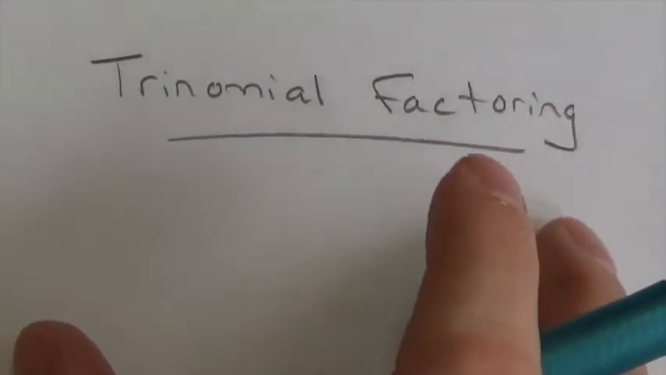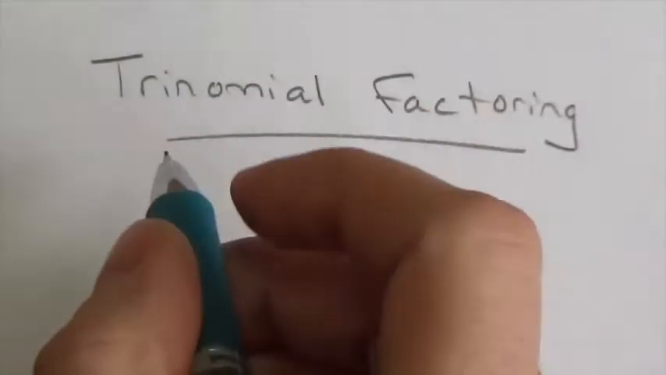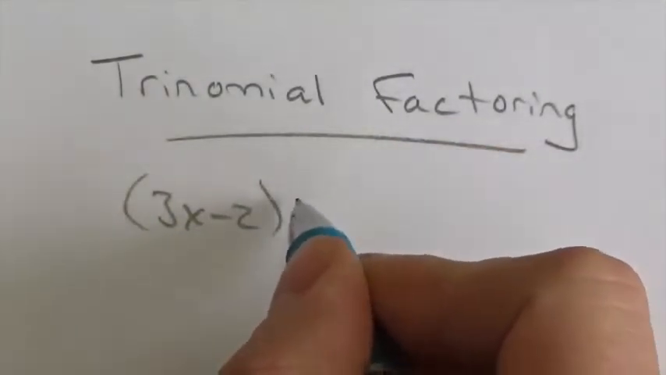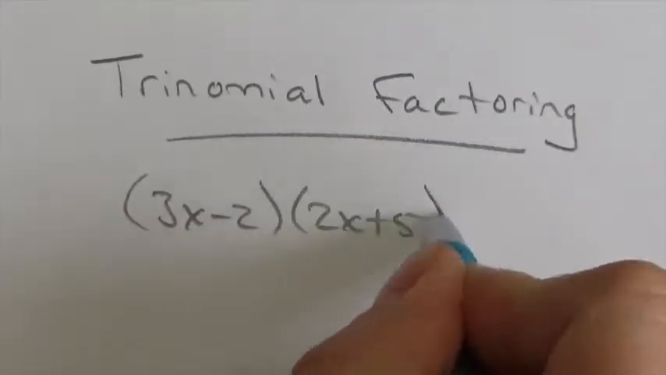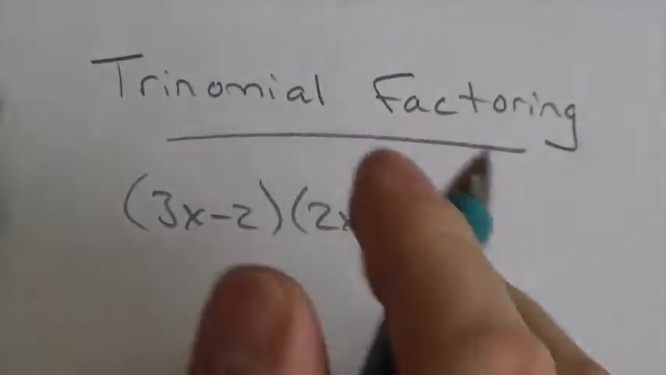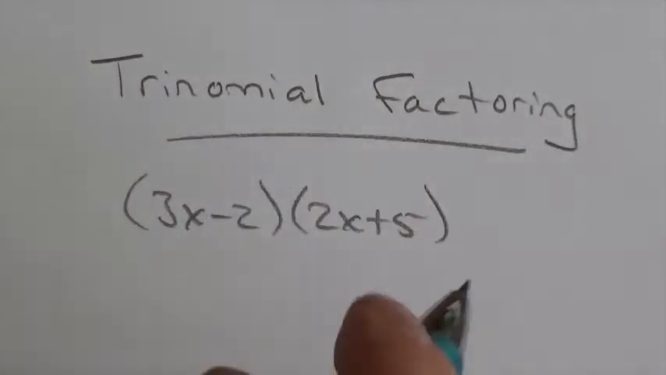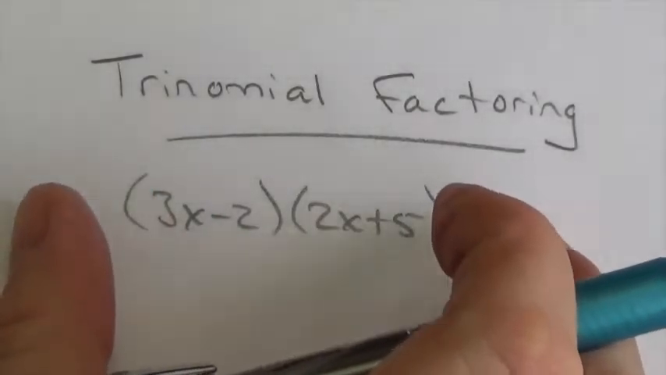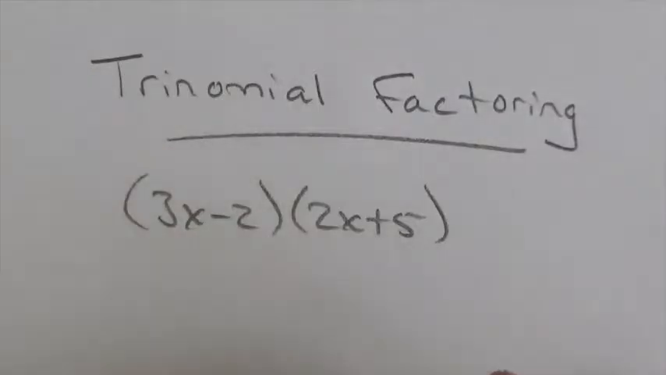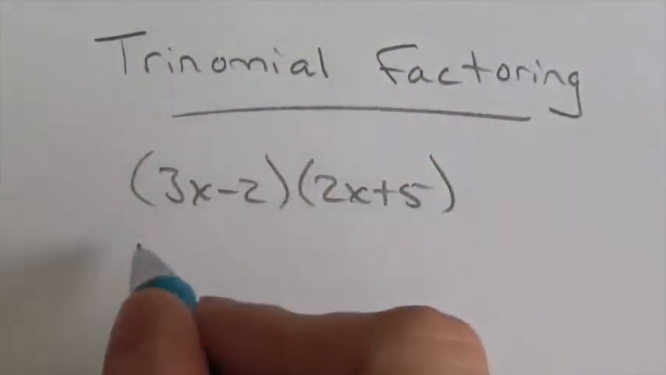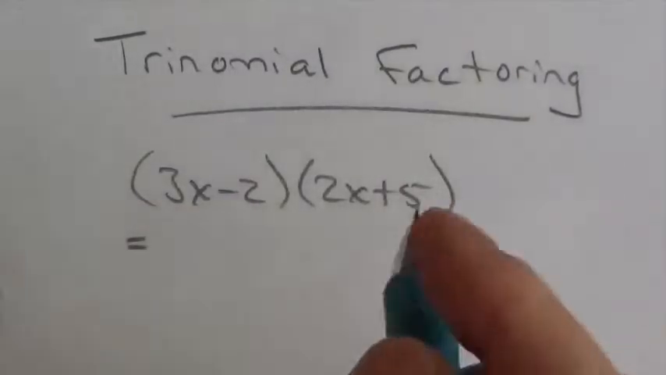Now, to start off, what we're going to do here is take a couple of binomials and multiply them together, because I'll show you what we mean. This is what a trinomial would look like in factored form. This is our goal here. So I'm going to start with this, expand it out, get an answer, and then I'm going to show you how we get back to this. Okay? So first of all, I'm going to expand this out.